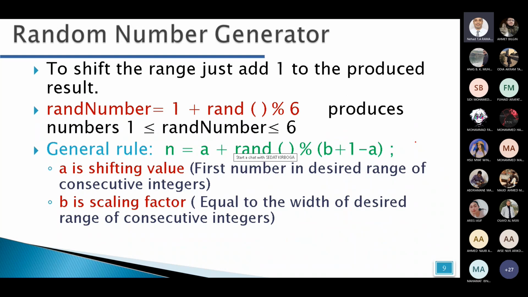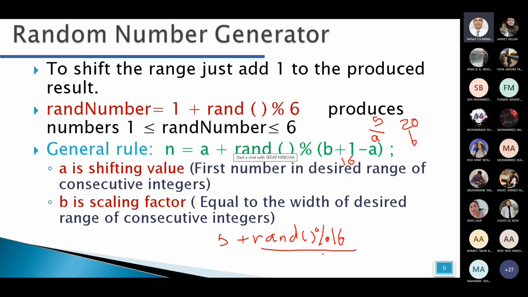Okay, if I need to generate from 5 to 20, then A is 5, B is 20. So it's 5 plus rand mod, B is 20 plus 1, 21 minus 5, so it's 16. Mod 16. Why mod 16? Because we add here 5.